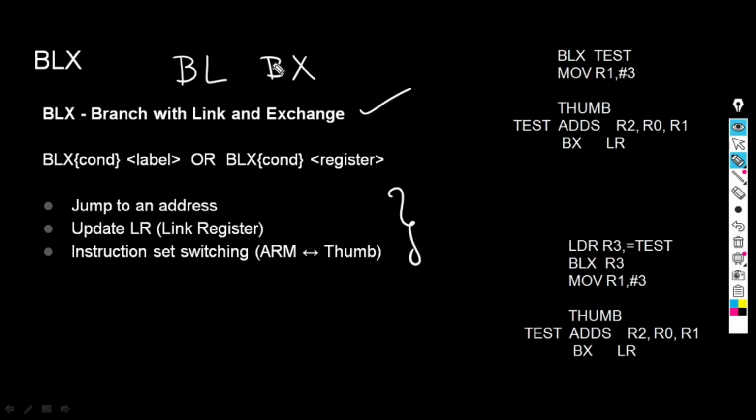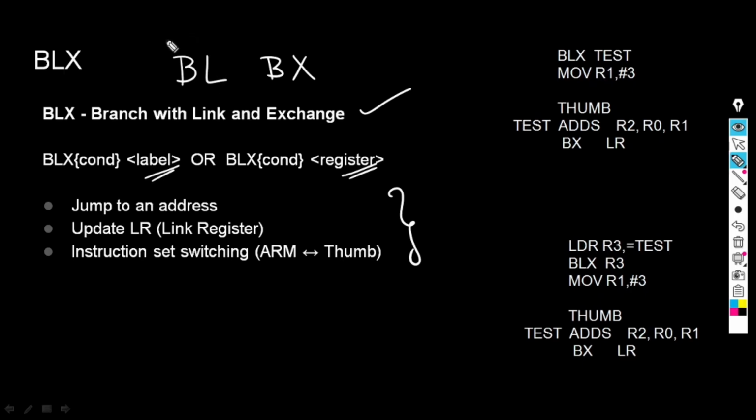Before that we'll see how exactly you write this instruction, that is BLX followed by any conditional code if required, and then you can either have a label written here or you could just have a register. Okay, so both these formats are allowed. Now since I have already told you it has features of BL and BX, let's see what those features are.